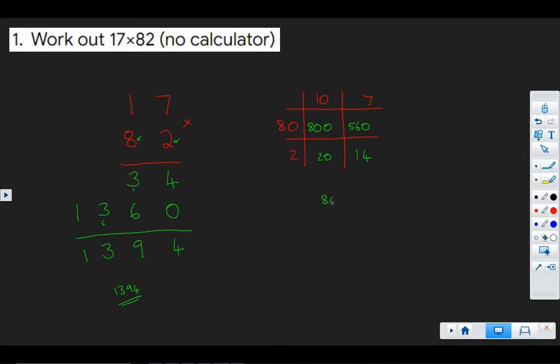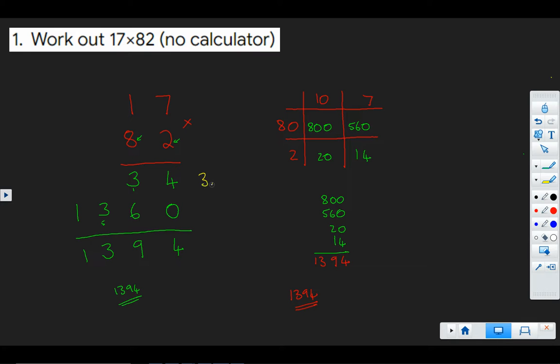I'm then going to have to sum those. Again, making very sure that I've got my columns lined up. 0, 0, 0, 4, 6 and 2 is 8 and 1 is 9, 5 and 8 is 13, also 1, 3, 9, 4, which is reassuring.